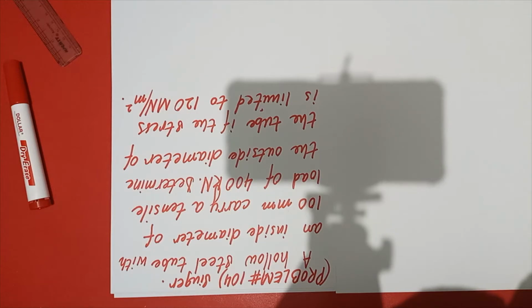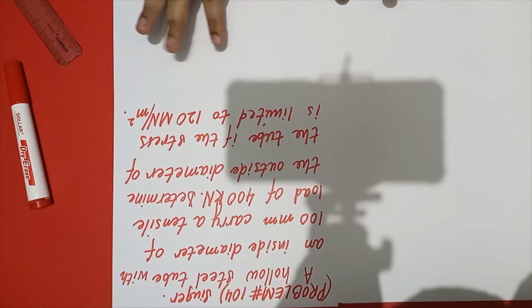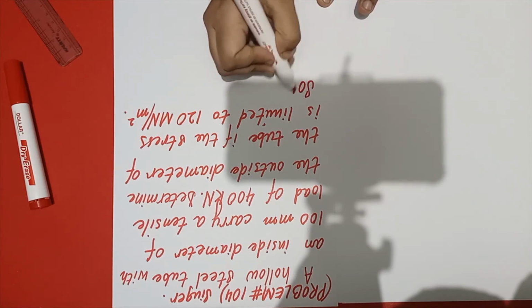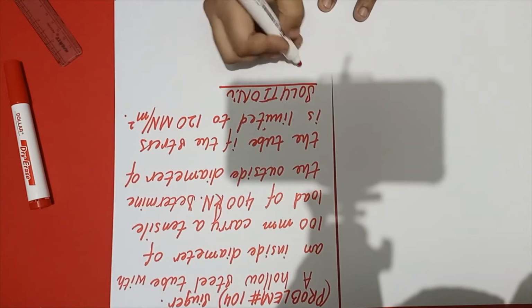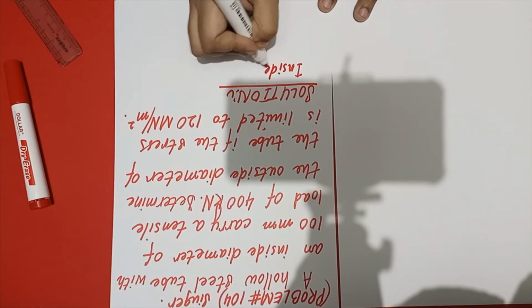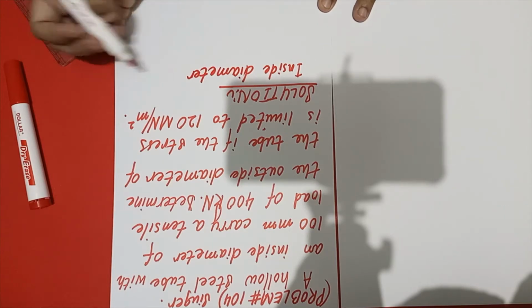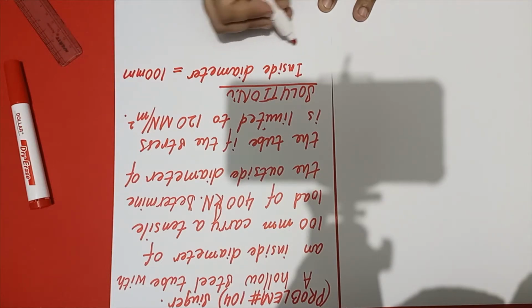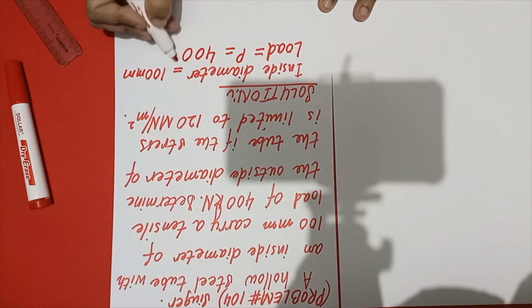So how can we make the diagram? Let me explain. Let's move towards the solution, and keep in mind that it is asking for the outside diameter of the tube and the stress is given. Let me write down the given data. The inside diameter is 100 millimeter, and the load P is equal to 400 kilonewton.